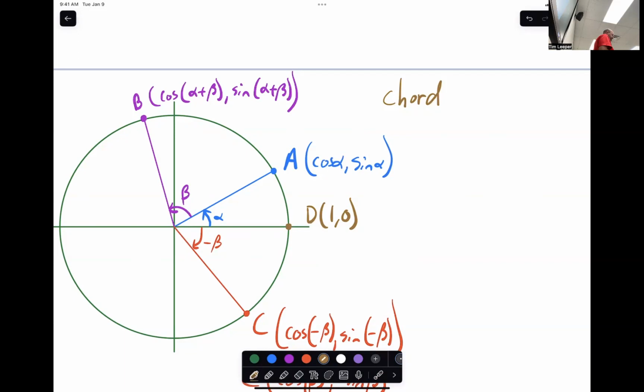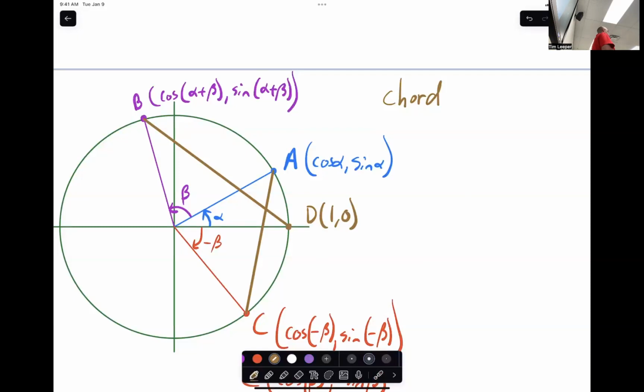Now we can start doing the chord. The chord from B isn't going to A, it's going to D here. So from B to D, that is the chord that we're looking at. And also, if I do another chord from A to C, that's also going to be a chord.